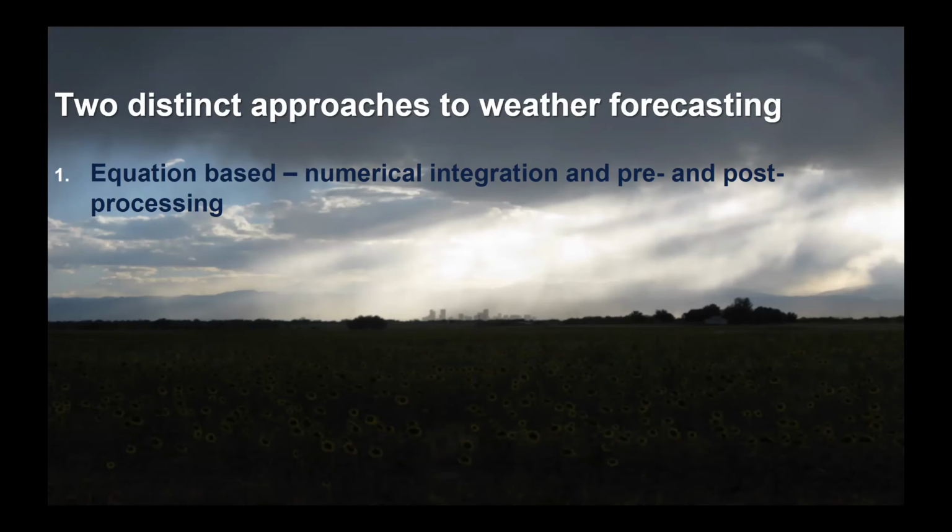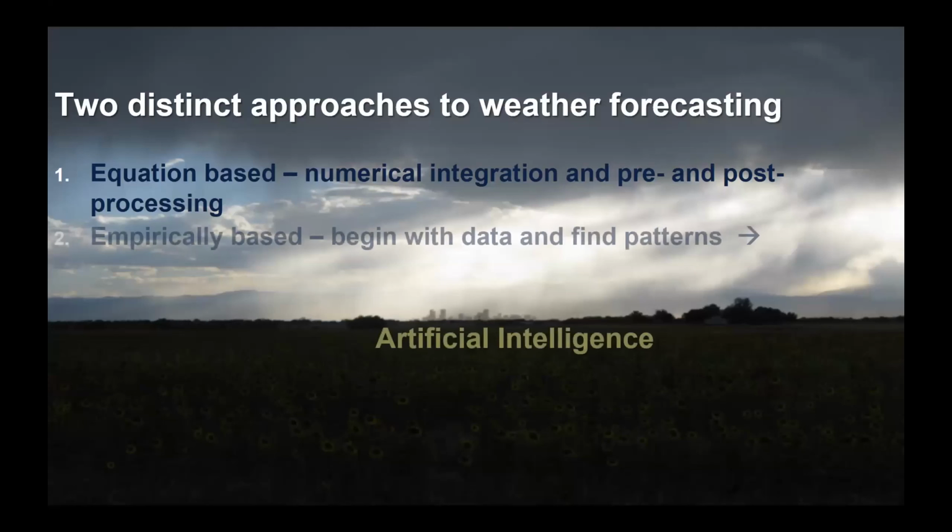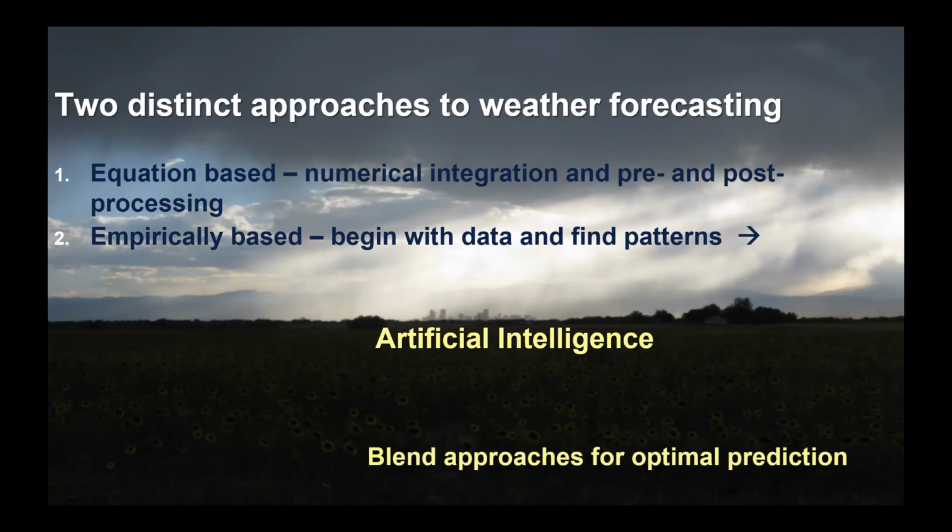One is equation-based: numerical weather prediction with pre- and post-processing. And the second, of course, is empirically based. Begin with data and look for the patterns. That has become the artificial intelligence, the machine learning piece, repeating what those early humans did, noticing patterns, but this time codifying it using our machine learning techniques. And for the best applications, we can blend these two approaches to optimize our prediction.